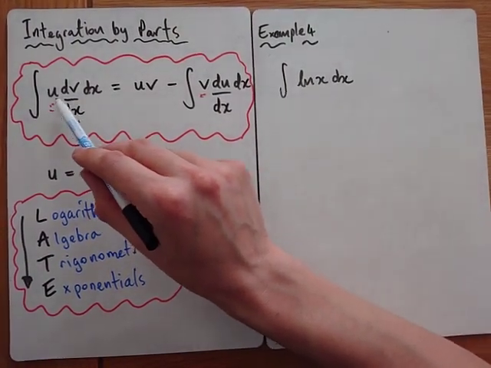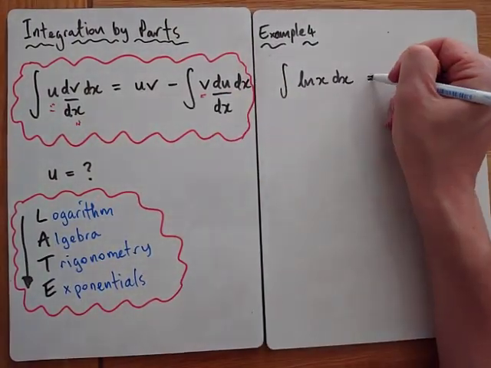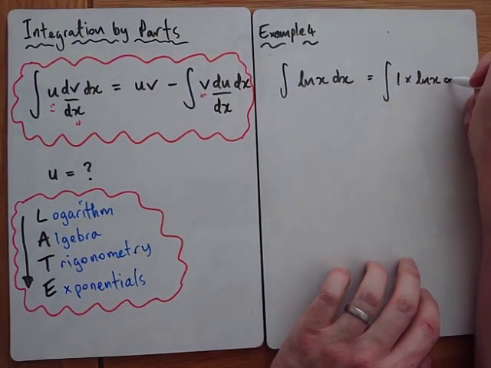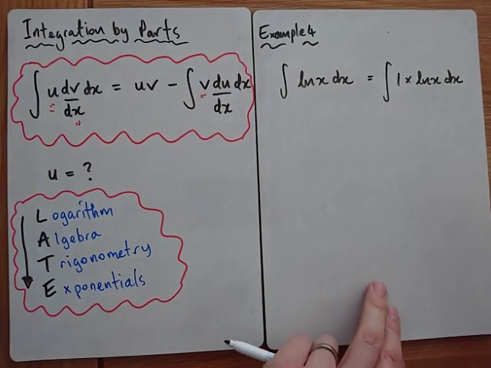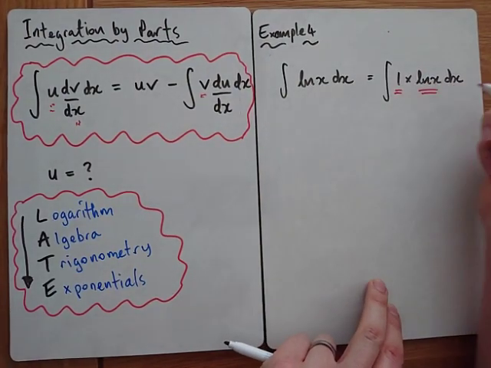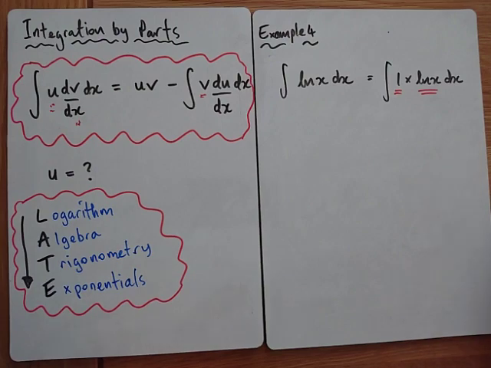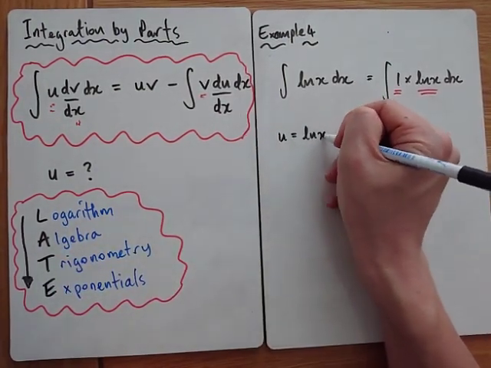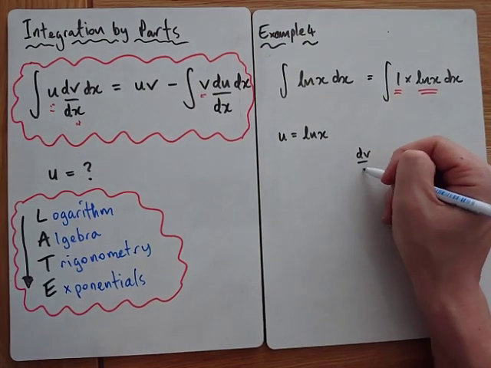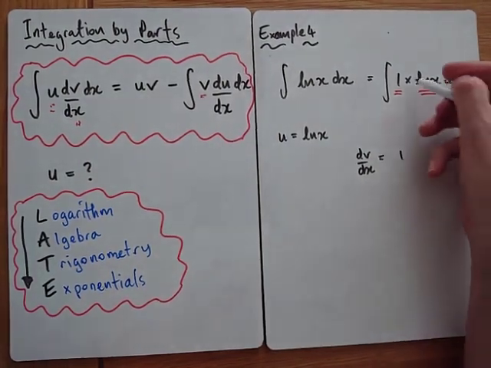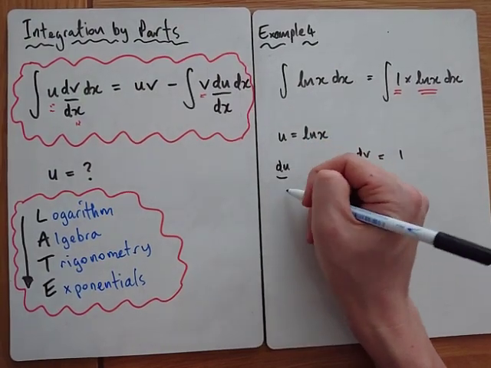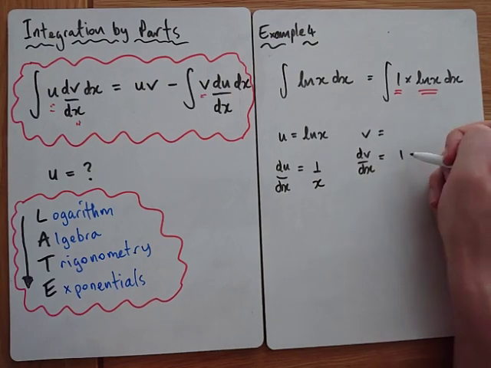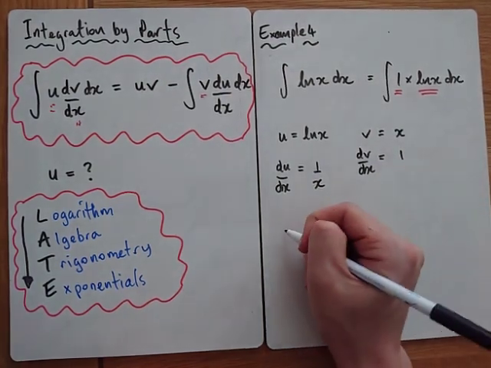If we do want to think about it as a product of two functions, we just need to write it as the integral of 1 times ln x. And now we've got the two functions multiplied together. Okay, so u has got to equal ln x, which means dv by dx is just 1. So du by dx would be 1 over x. v, integrate, would be x.